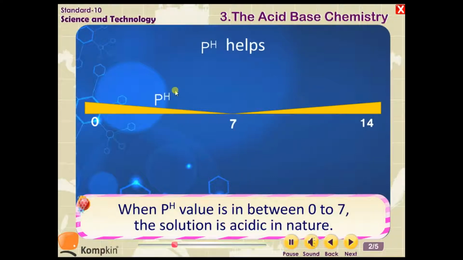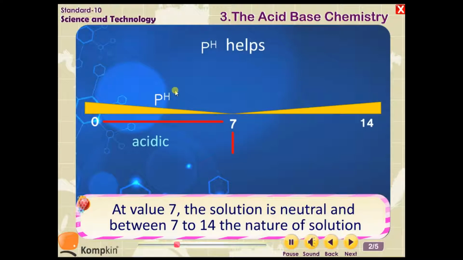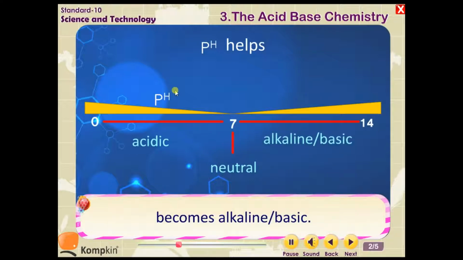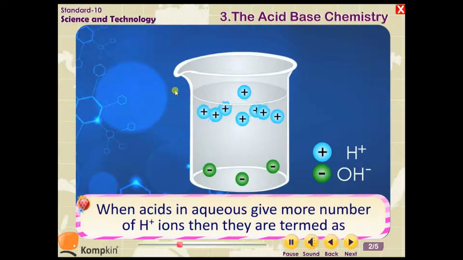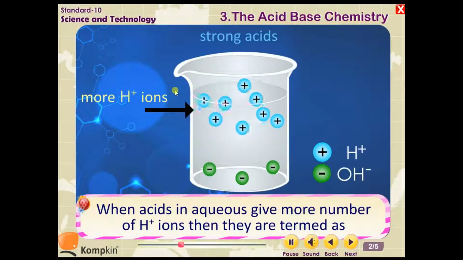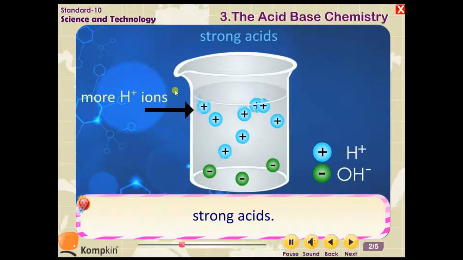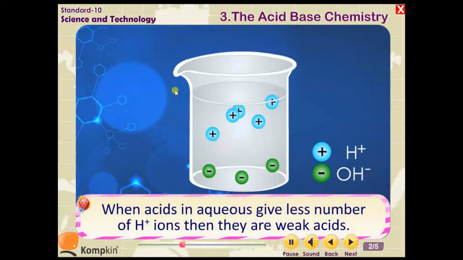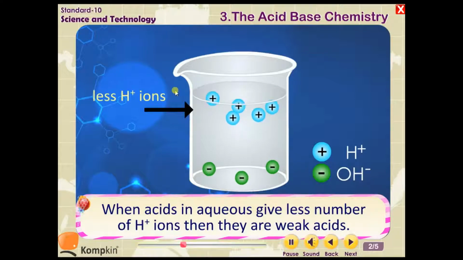When pH value is between 0 and 7, the solution is acidic in nature. At value 7, the solution is neutral, and between 7 and 14, the nature of the solution becomes alkaline or basic. When acids in aqueous solution give more H+ ions, they are termed strong acids. Weak acid. When acids in aqueous solution give fewer H+ ions, they are weak acids.